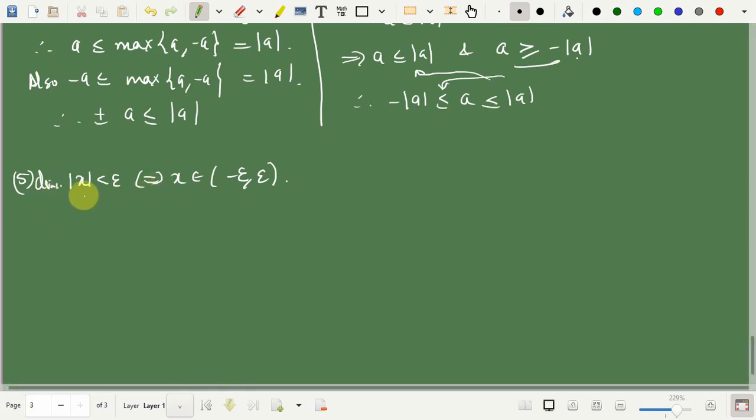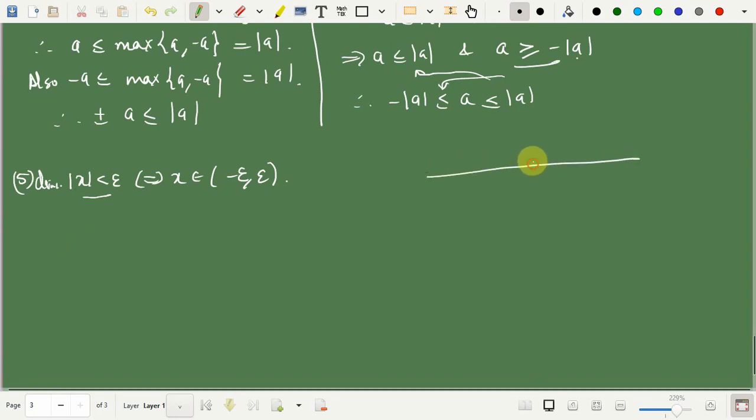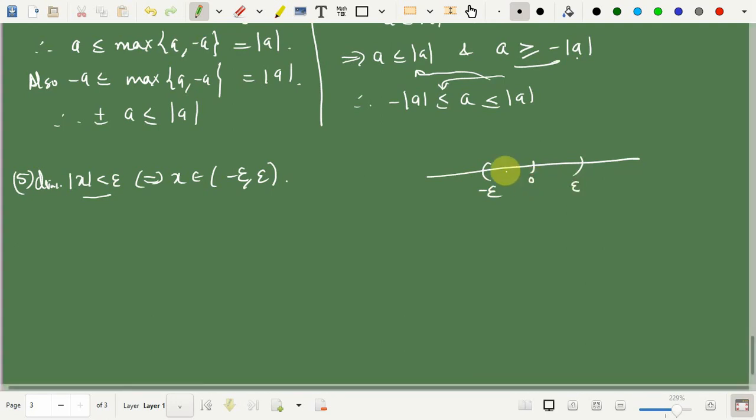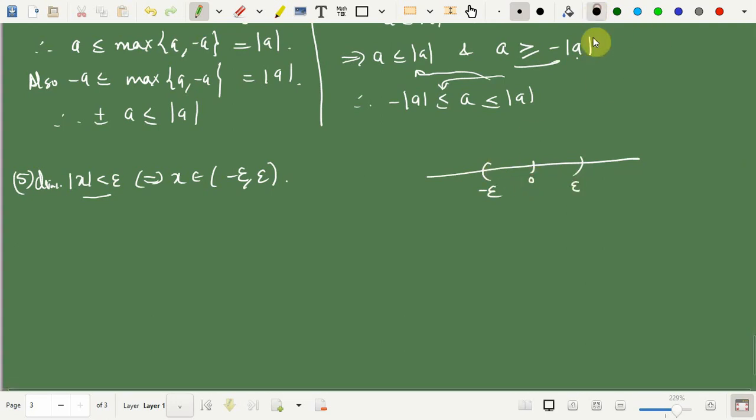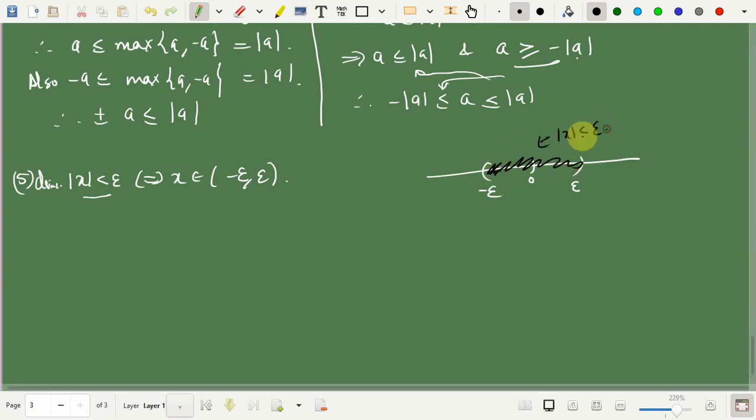So, I would first assume that this statement is true, and we would prove that this is true. By the way, if the equality sign is also considered, then here we would have a closed interval, the endpoints are included. So, basically what this says is that whenever x lies in this interval (minus epsilon, epsilon), whenever x is lying over here, at that time I can say that mod of x is less than epsilon.